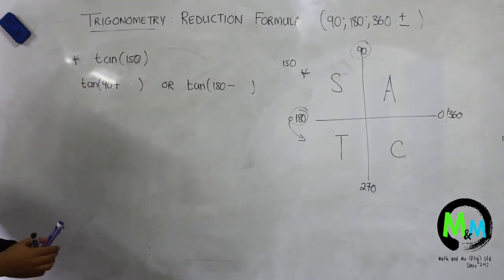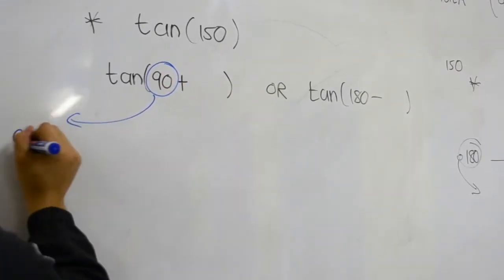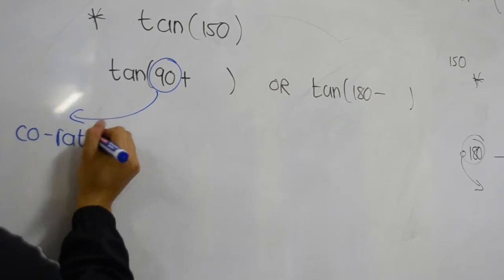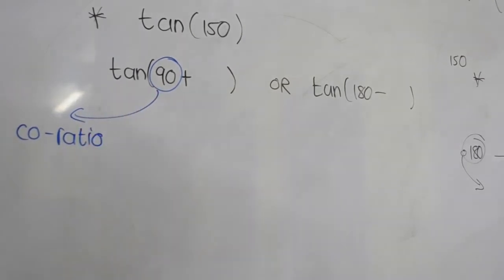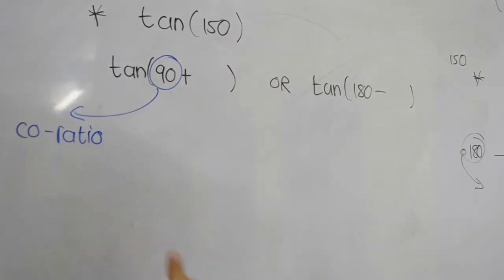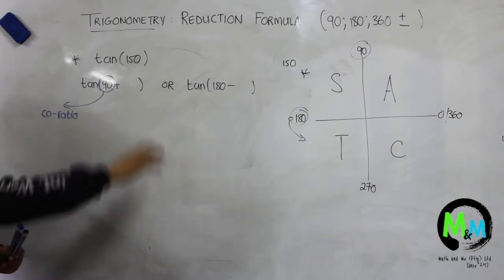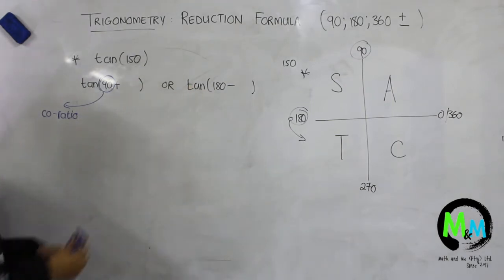But remember that with the 90, we're going to have to change to the co-ratio. So with tan in particular, I don't like changing to its co-ratio, so then I would usually opt for the 180. I will do the 90 as well, just to illustrate what it will be and how it will still get to the same answer. But for now, I'm going to do the tan 180.